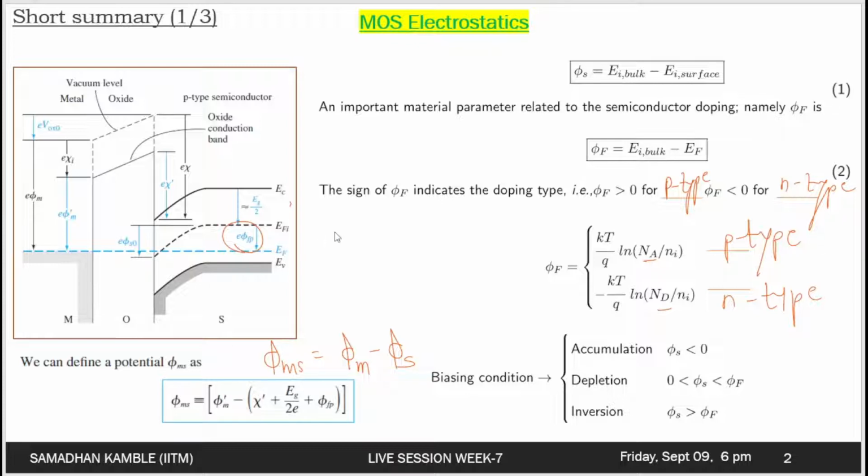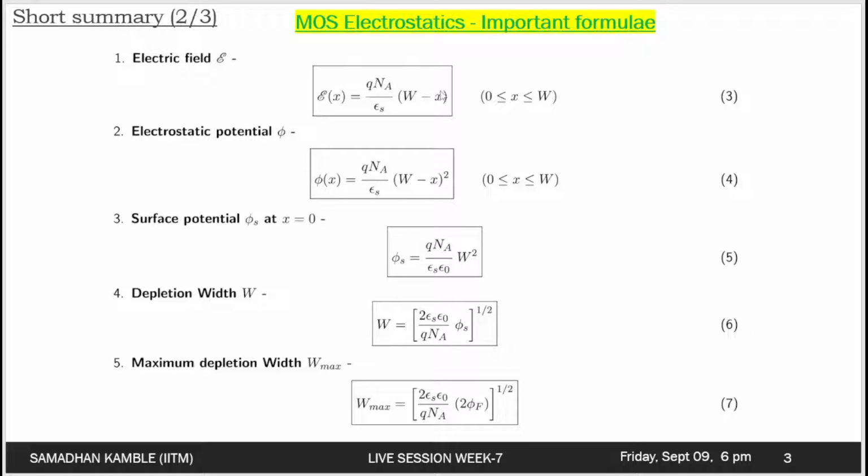Okay, so let us go to slide number 2. I think the MOS electrostatics has been explained in slide number 1. Going to slide number 2, the different important formulae I have just summarized here are related to the MOS electrostatics.